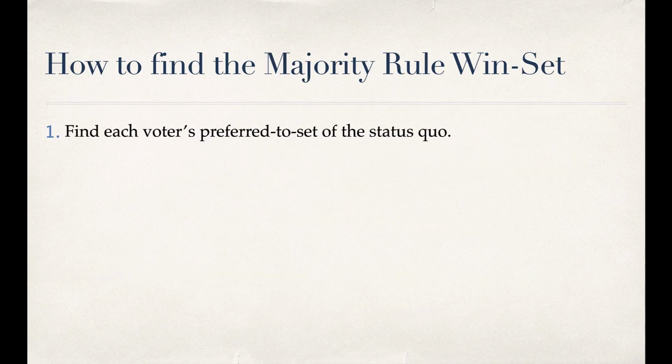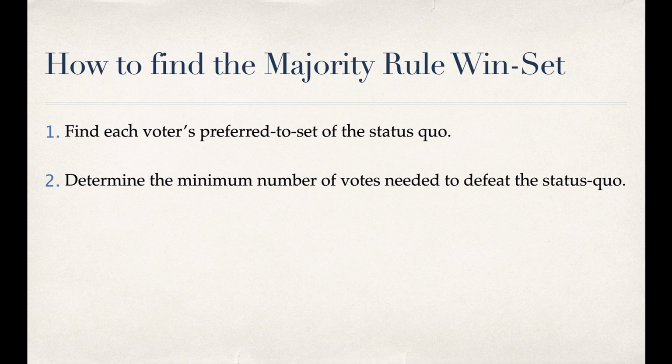So here's a little step-by-step on how to find the majority rule win set. Find each voter's preferred-to set of the status quo. Determine the minimum number of votes needed to defeat the status quo. So if it's 3 voters, you need 2. If it's 5 voters, you need 3. If it's 7 voters, you need 4. As I've said before, we will often look at odd numbers of voters because it gets mathematically tricky and complicated, and it doesn't really help us understand anything if we have even numbers of voters. So we're mostly going to be looking at odd numbers of voters. So if there's 11 voters, you need 6 for the majority rule win set.